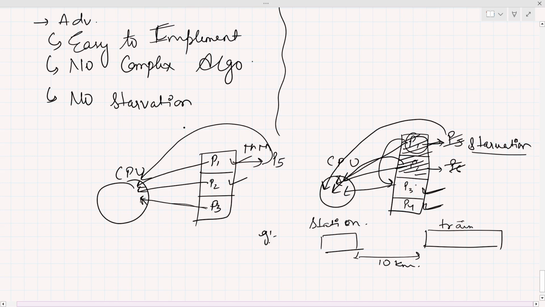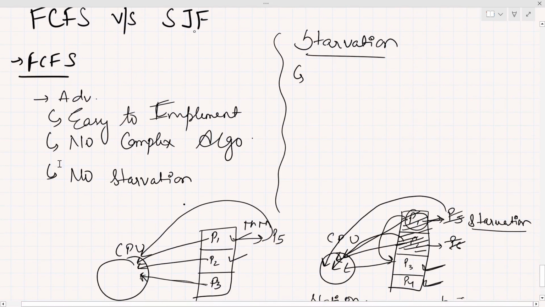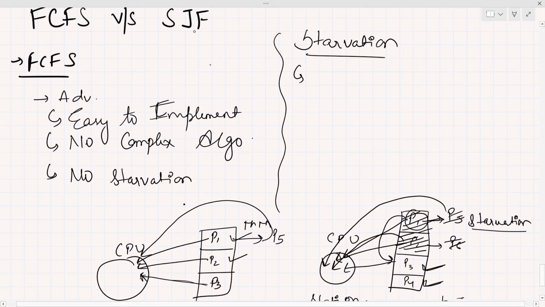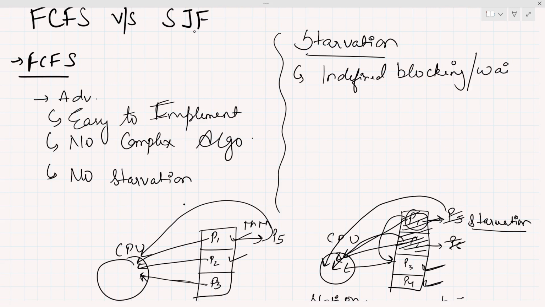So what is the advantage of FCFS? No starvation. Starvation is not possible in the FCFS scheduling algorithm. So what is starvation? Starvation is basically undefined blocking or waiting. Starvation is a process waiting for CPU for how much time? For an indefinite amount of time, because we don't know when the process will get a CPU.